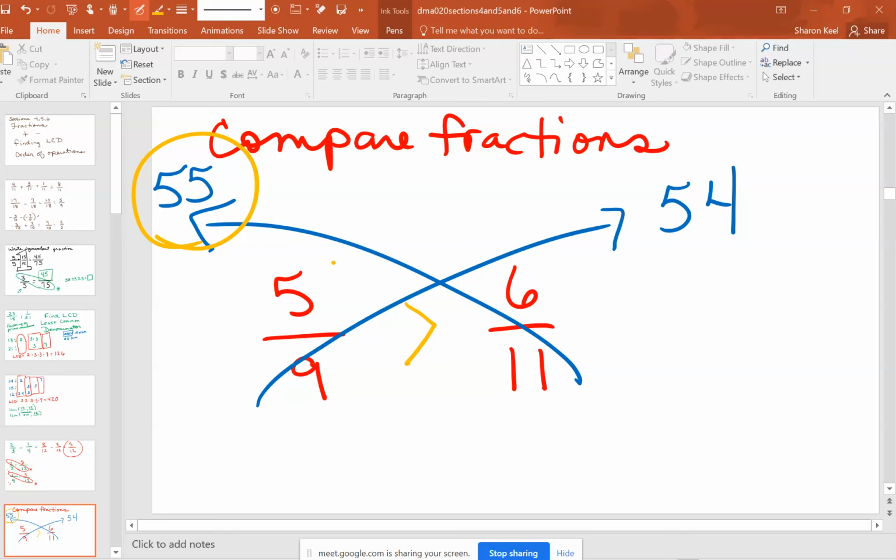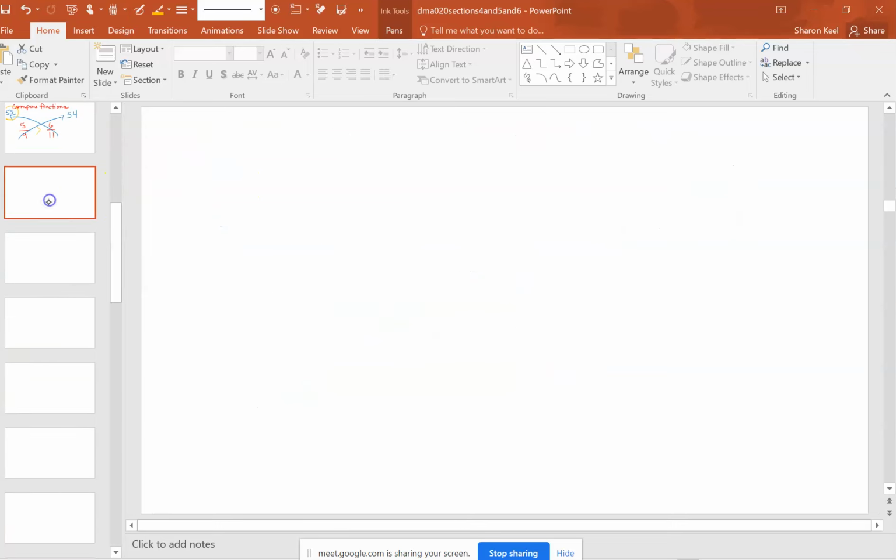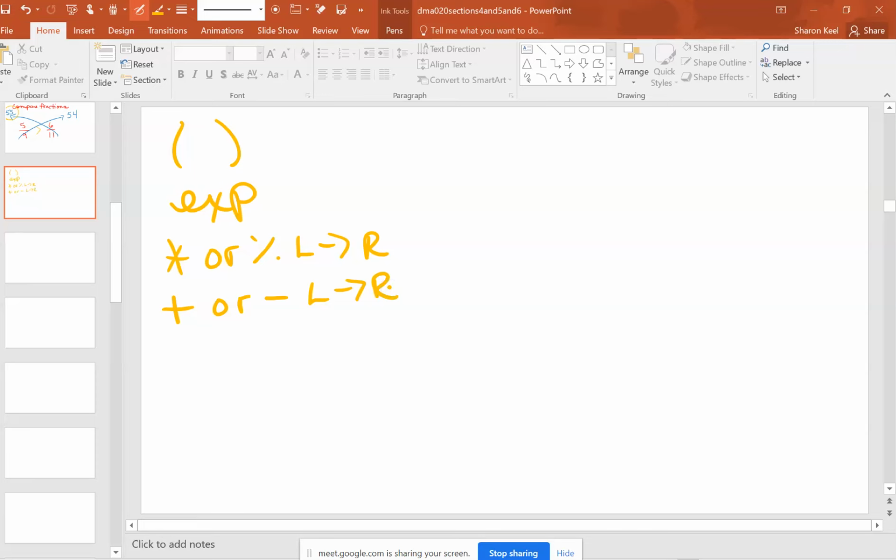We have already talked about order of operations before. As you move into section 6, it is still going to be order of operations. When we do these, we begin by simplifying what you have in parentheses first, then your exponents. We would then multiply or divide, working from left to right. And then last, we would add or subtract, working from left to right.